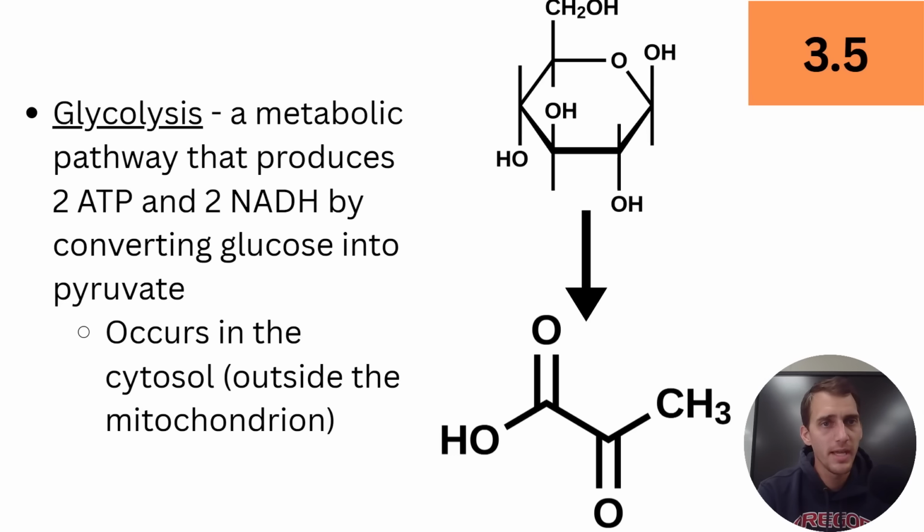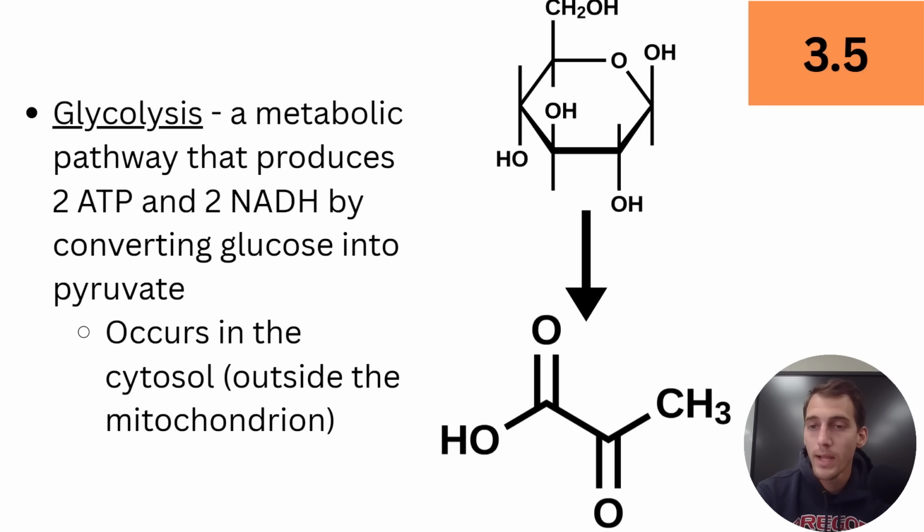Okay, so here's your formal definition. It is a metabolic pathway that produces 2 ATP and 2 NADH by converting glucose into pyruvate. I want to say it's like 6 or 7 reactions. I had them memorized at one point in my life, but I don't have them anymore. So the important thing here is that it turns glucose into pyruvate, and it makes 2 ATP and 2 NADH, and it makes this happen in the cytosol. So this actually doesn't happen in the mitochondrion.